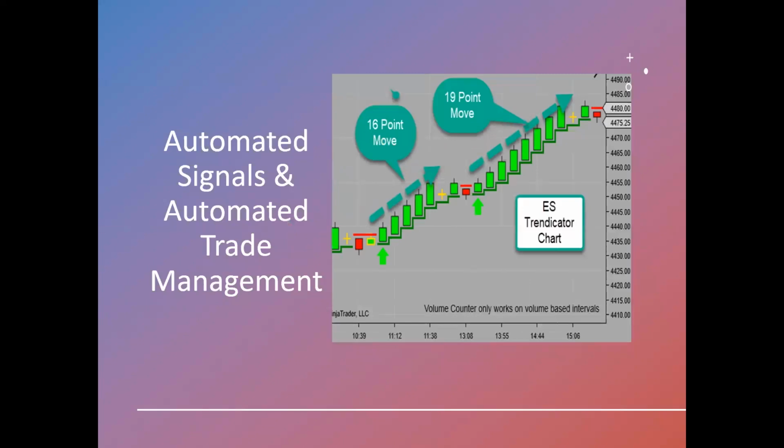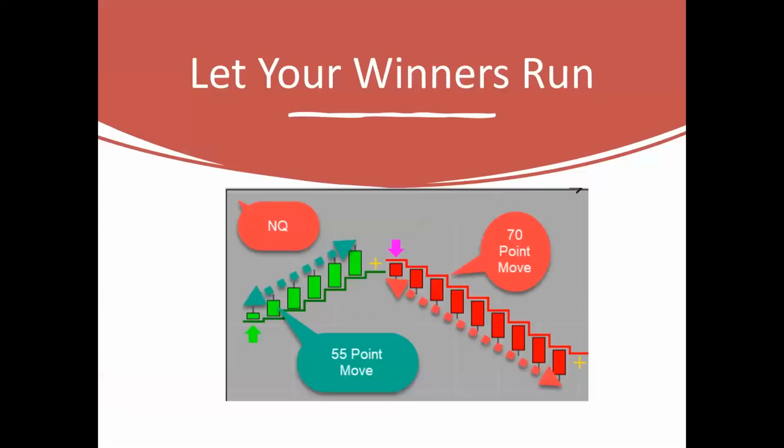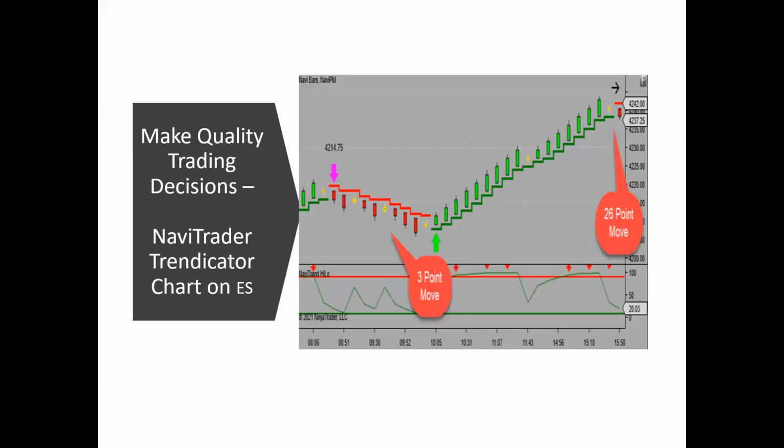Here's an E-mini chart. The first move up was a 16-point move, the second one a 19-point move. There's an example too where we did break above consolidation in both cases. That's one thing I mentioned earlier. As I said before, it's important to let your winners run. Here's a couple of trades on the NASDAQ, a move up and a move back down. The point here is to make quality decisions. In other words, make trading decisions for a good logical reason, not an emotional reason.